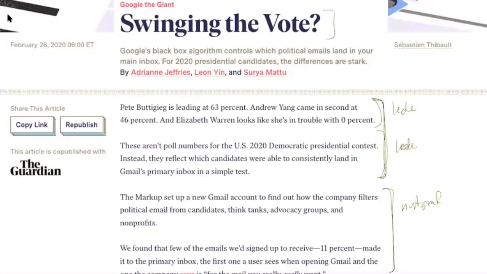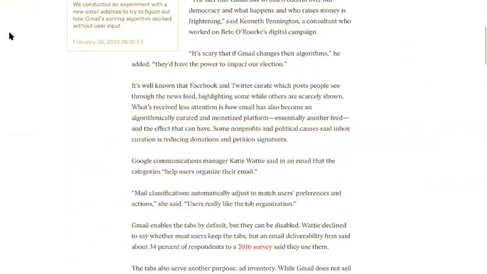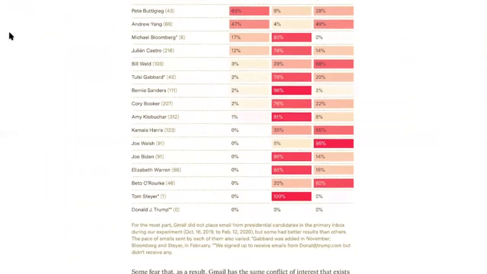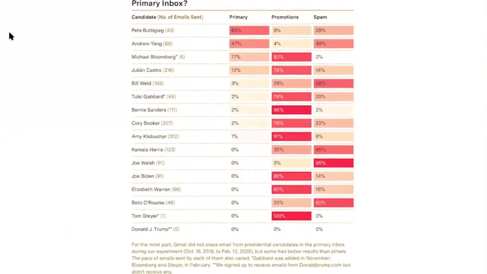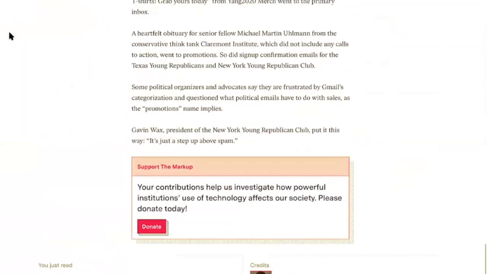We've got our headline, which is "Swinging the Vote." We've got our subtitle or subheadline. And then this is the byline, who it's by. So let's scroll down. We've got some kind of data visualization, a little table thing. Scroll down to the very end and see how they wrap this up.